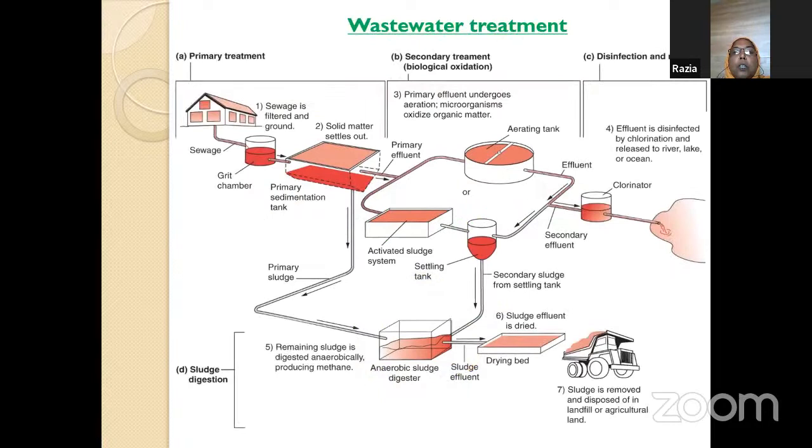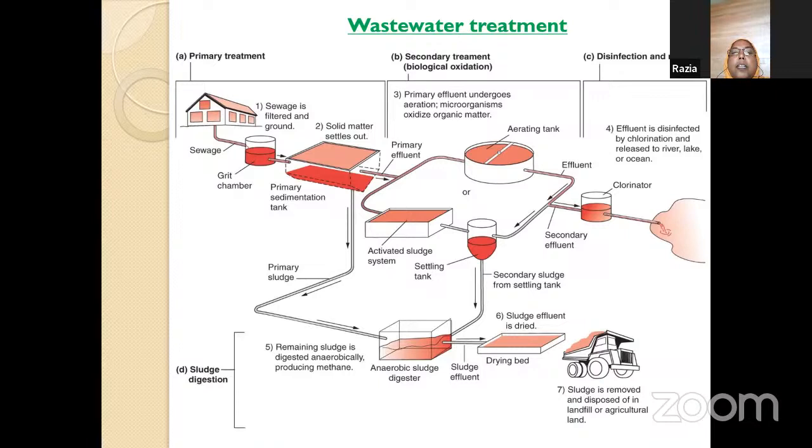So the strategies adopted will involve a three-stage treatment. First will be the primary treatment, in which the main step followed is that the entire wastewater is collected and allowed to settle. All the sediments present in the wastewater are allowed to settle, and then they are removed.